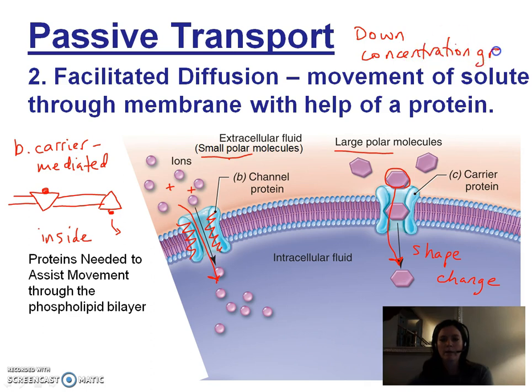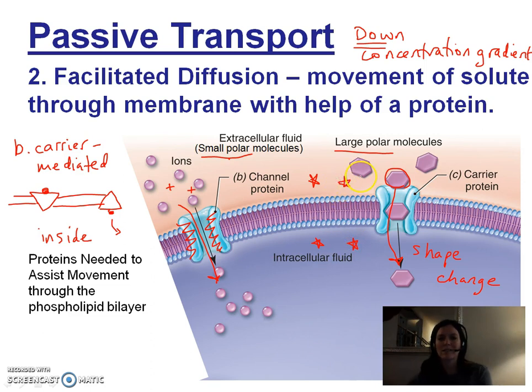Because this is passive transport, we are still going down the gradient. No ATP is needed, and molecules go from an area of high concentration on one side to an area of low concentration on the other side. That means that this process can happen in either direction. It can start outside the cell and move to the inside, but then once the high concentration gets on the inside of the cell, this can go from the inside to the outside.